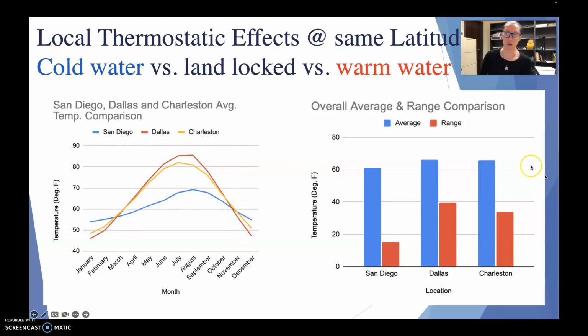And that's what this graph here on the right is also trying to show. It's comparing the average temperatures for each location as well as the range for each location. So we can see that San Diego has the smallest range, while on average as a whole, they all have about the same temperature, which makes sense, again, considering where they are in terms of latitude. So just kind of interesting.